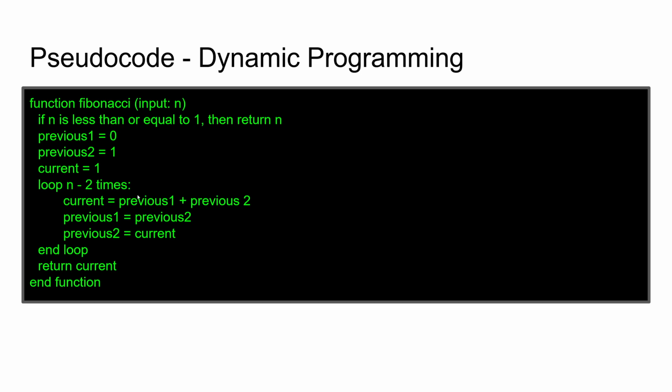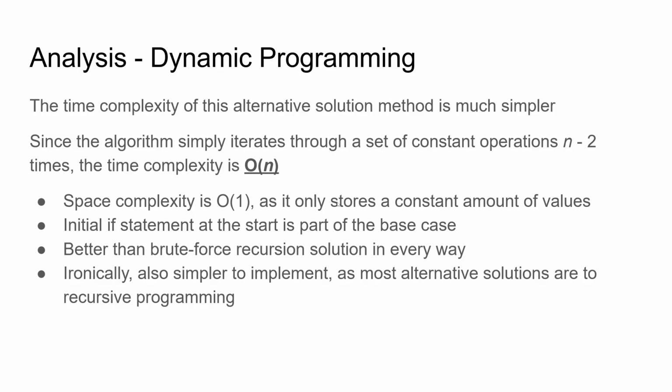It's going to loop n minus 2 times, because after n equals 2, that's when we actually start calculating the Fibonacci sequence, or after n equals 1, so n equals 2 and up. And at the end of this loop, when it's all done running and it's done looping n minus 2 times, it just returns the current value. And then that's it.